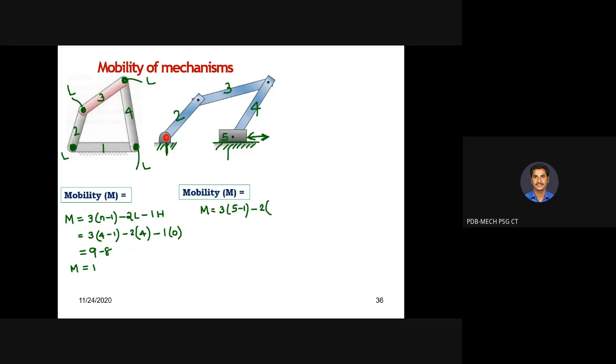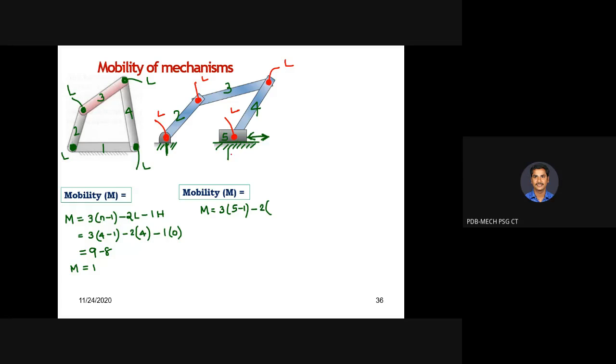It forms a lower pair. Between link 2 and 3, it is a joint. It forms a lower pair. Between 3 and 4, it forms a lower pair. Between 4 and 5, also surface contact. Okay, they would have connected that also with a pin joint. It is also a lower pair.